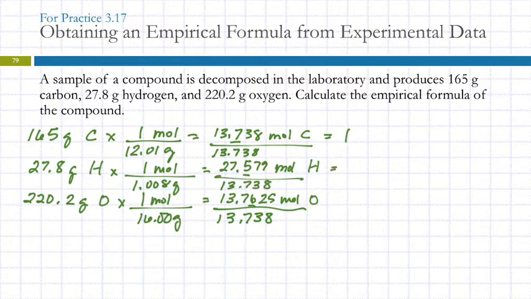13.738. Okay, so I've got 27.579 divided by 13.738 equals. And so this is 2.0074. And the one on the bottom is going to come out really close to 1. But we should really do the math just to be sure.